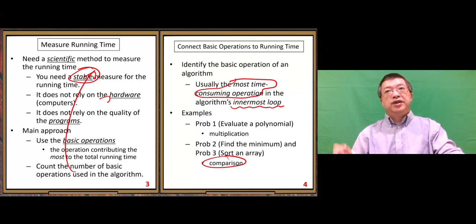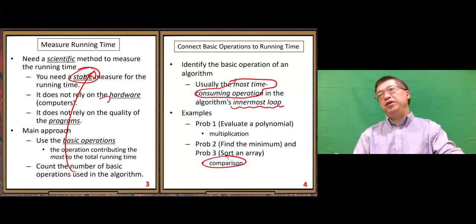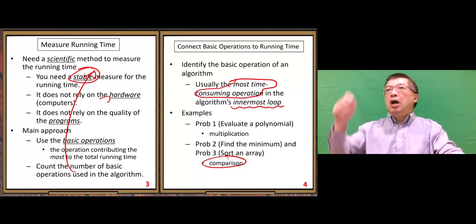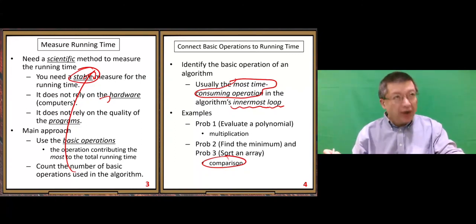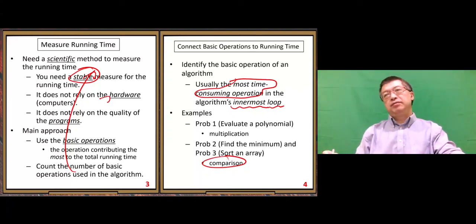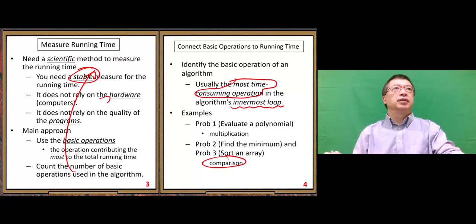So that's the concept for this video. In my next video, I want to discuss the real analysis part, the theoretical analysis part for our running time efficiency based on counting the basic operations. All right.